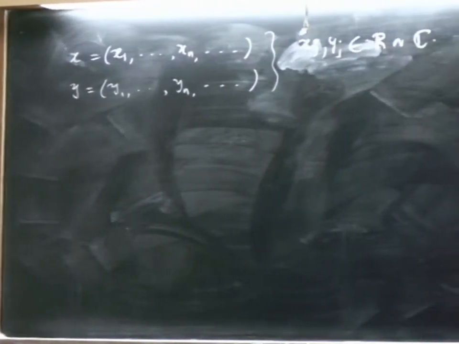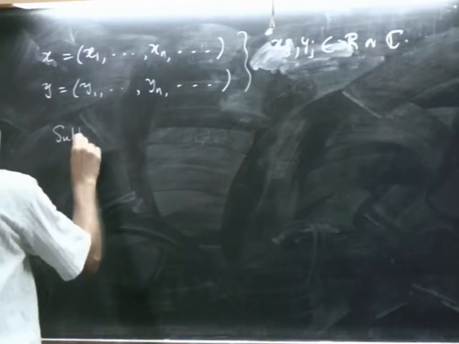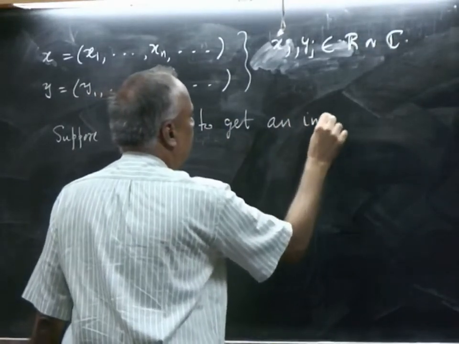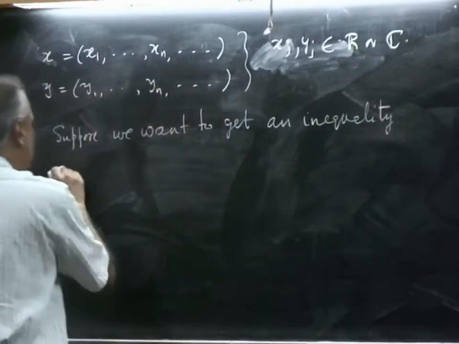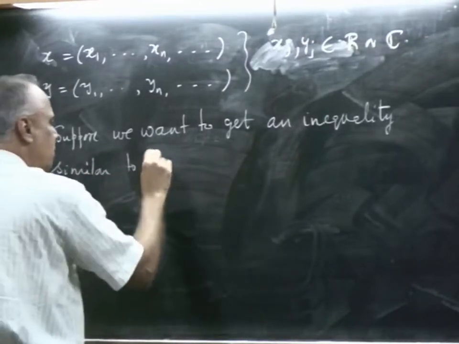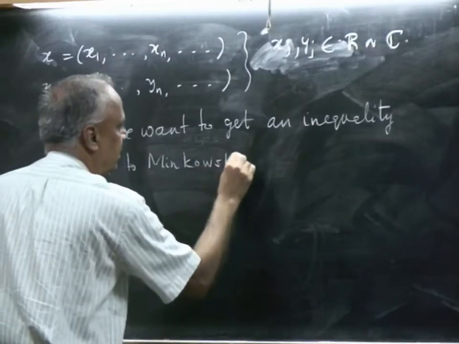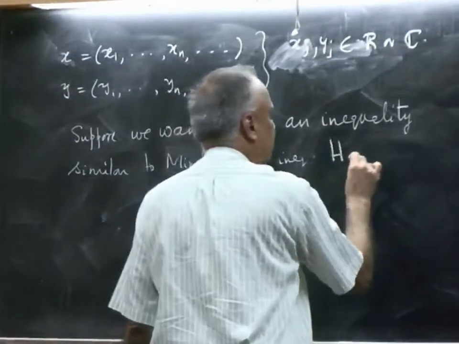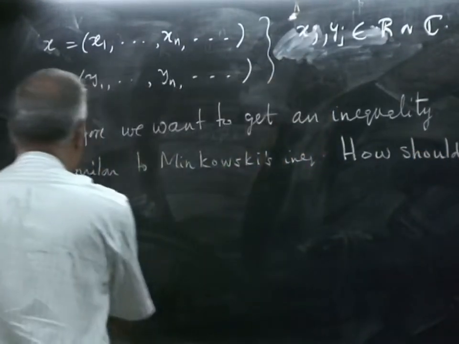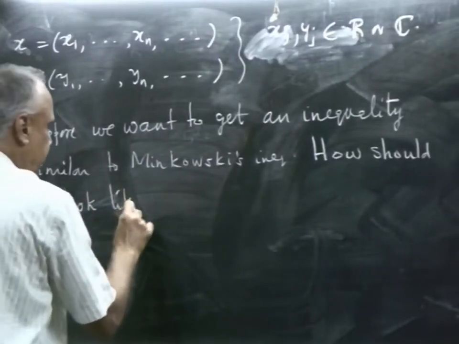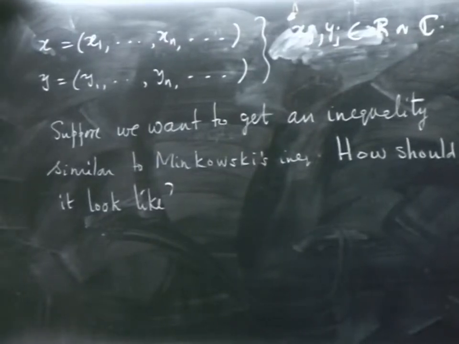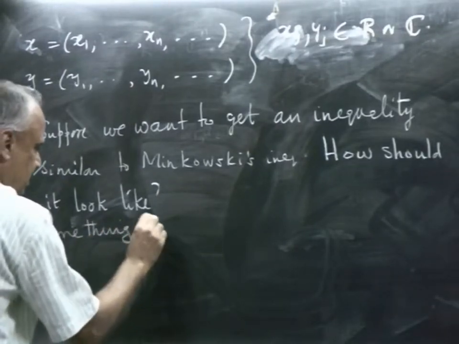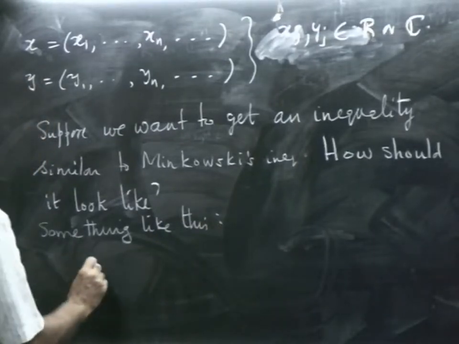Okay. Now let us look at this. Suppose we want to get an inequality similar to Minkowski's. Let us go backwards. Just now we saw Minkowski's inequality. How should it look like? What was the old case that we had?